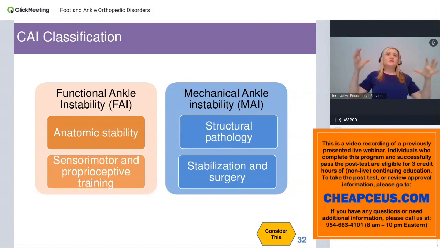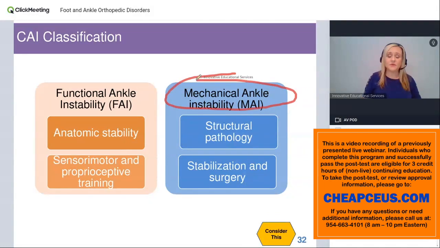So, where does this put us? Chronic ankle instability has two branches coming out. There are those individuals whose tissues have not fully healed appropriately, and those are our individuals who have a mechanical ankle instability. The terminology with all of this is somewhat debatable in the research. I will be transparent with that. What I'm presenting here is what most of the research seems to align with.